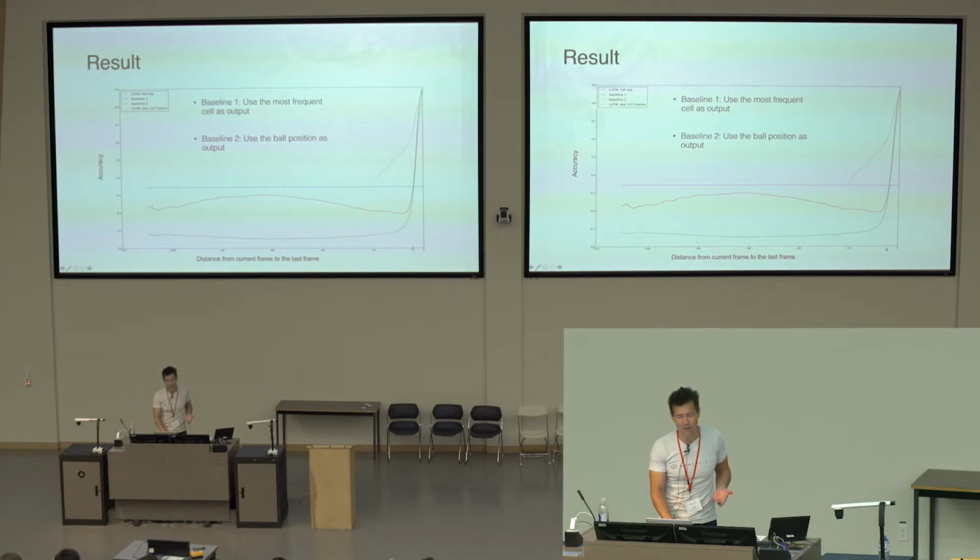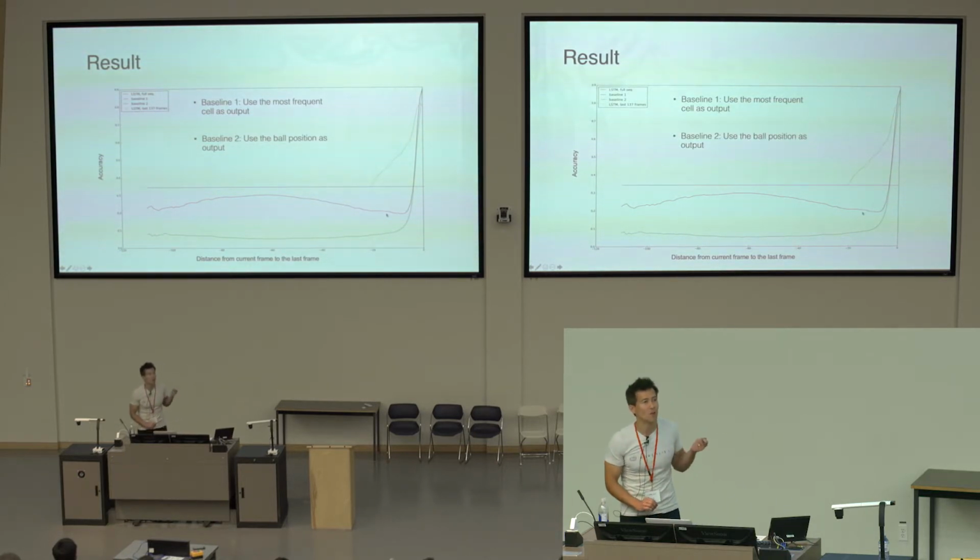On the right-hand axis, this is at the moment the shot is going to take place. The blue line is just always guessing the most frequent location for a shot to take place, which is under the basket. So if you always guess that, this is your baseline performance. The other baseline, in yellow, says we should just guess where the ball is right now. That's the red line. You can guess one of those: where is the ball right now?